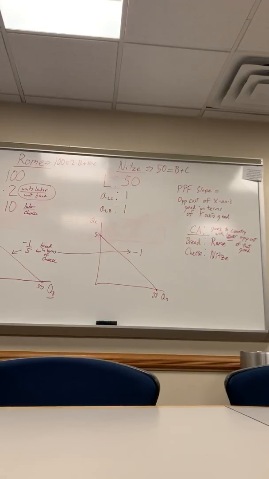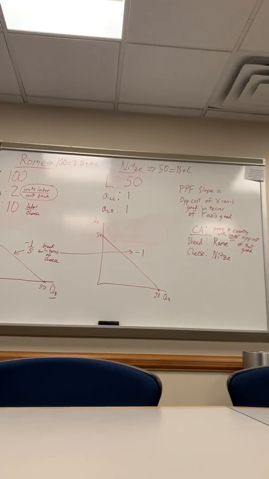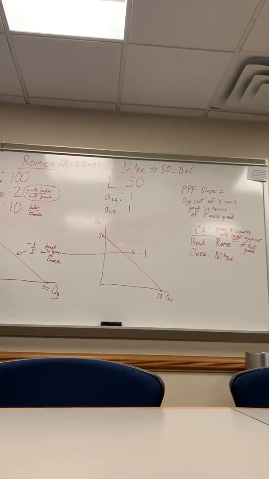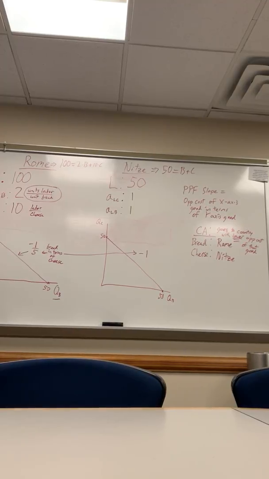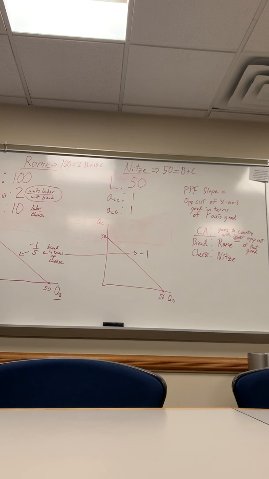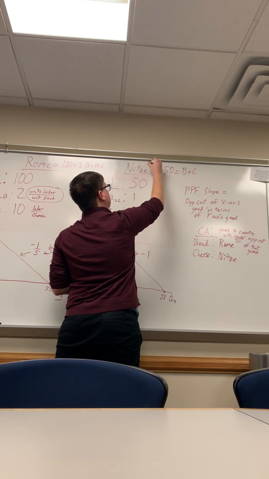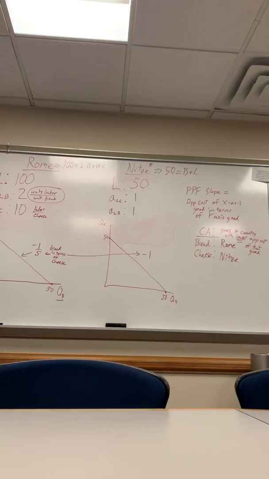So comparative advantage, the other way to write it down: you take the ratio ALB over ALC versus ALB star, in this case star being NHTSA, over ALC star. If we look at this, this is going to be 2 over 10, and this is going to be 1 over 1.